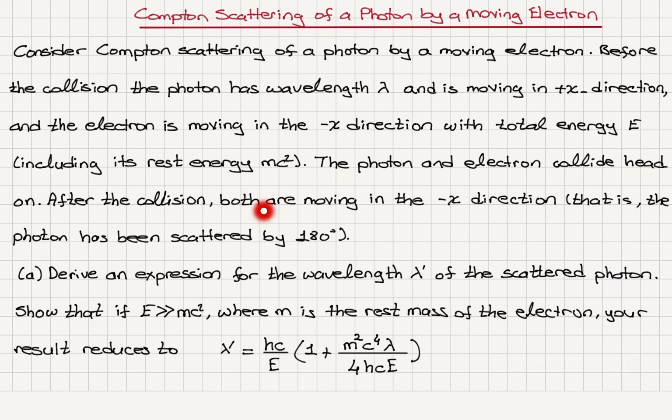After the collision, both are moving in the minus x direction, that is, the photon has been scattered by 180 degrees. Part A. Derive an expression for the wavelength lambda prime of the scattered photon. Show that if E is much greater than mc squared, where m is the rest mass of the electron, your result reduces to lambda prime equals hc over E, parentheses 1 plus m squared c to the fourth power lambda divided by 4hc E.